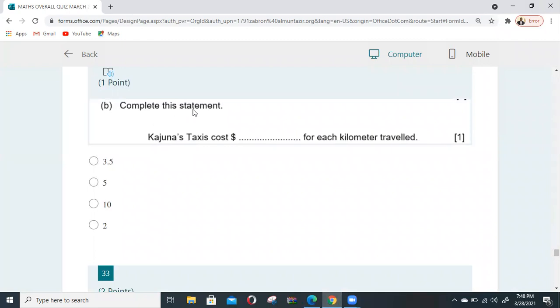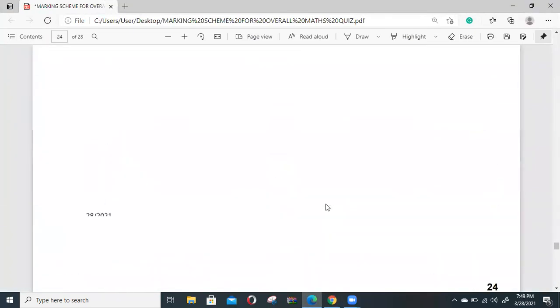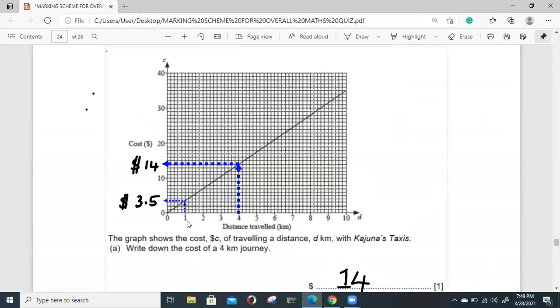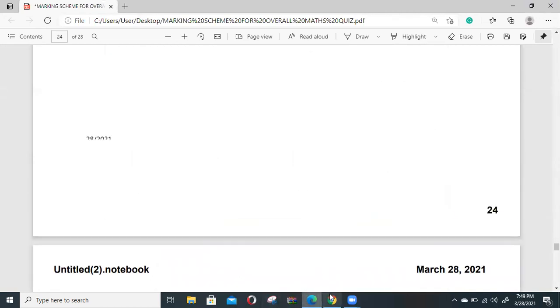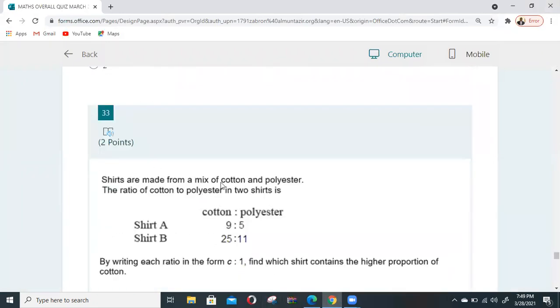The next question is complete this statement: Kajuna's taxi costs this for each kilometer traveled. So what I'm gonna do, go to the marking scheme and see the answer. For each kilometer, meaning for 1 kilometer, that will be 3.5. The cost will be 3.5 because each line there, 0, 1, 2, 3, up to 13, is 1. So the cost for each kilometer is $3.5. Go and check if you have the option for 3.5. Yes, we do. So take that 3.5.